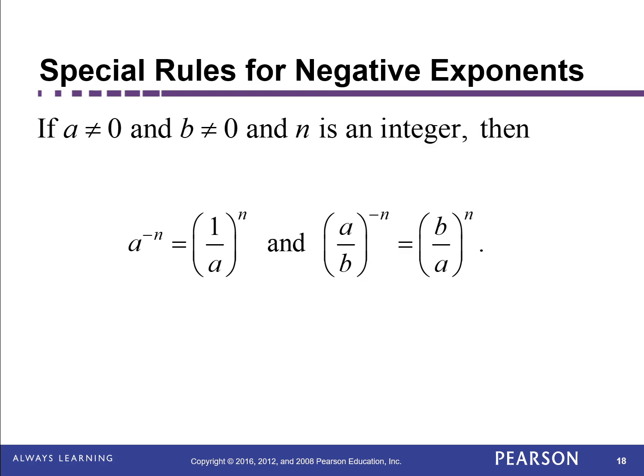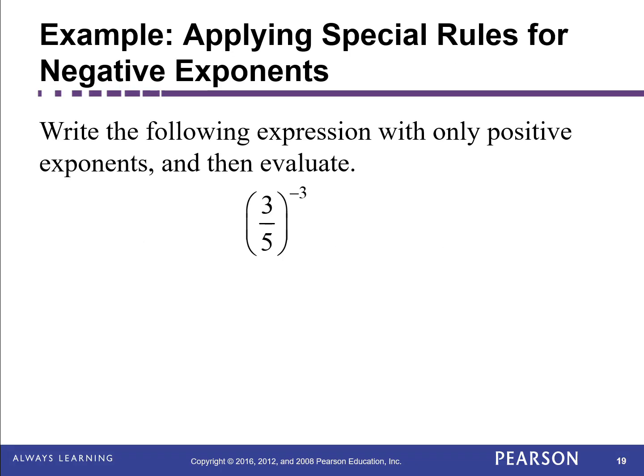If a is not equal to 0, b is not equal to 0, and n is an integer, then a to the negative n is the same thing as 1 over a all raised to the n. And a over b raised to the negative n is the same thing as b over a raised to the n. Okay, a lot of properties here.